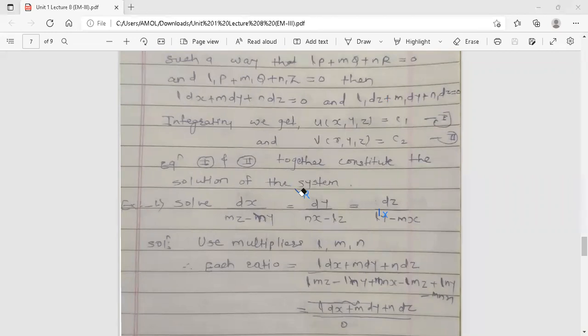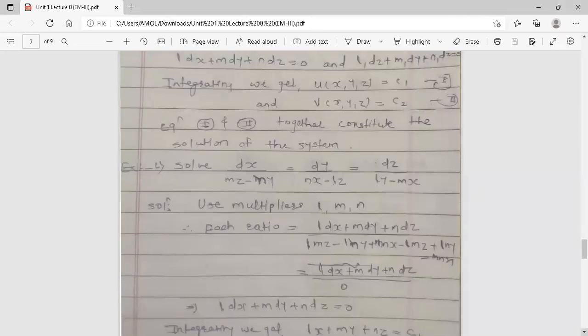The example is: solve dx upon mz minus ny is equal to dy upon nx minus lz is equal to dz upon ly minus mx. This is clearly a symmetrical simultaneous differential equation. Now we want the solution for this differential equation, and you know that there are two methods, either grouping or method of multipliers. Here we cannot use the grouping method, because the denominators contain subtraction terms, so we cannot separate the variables easily. So we will try the second method, the method of multipliers.